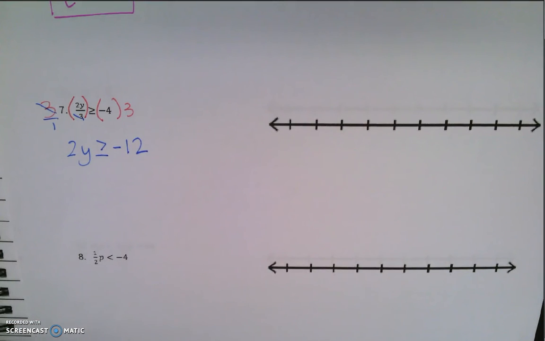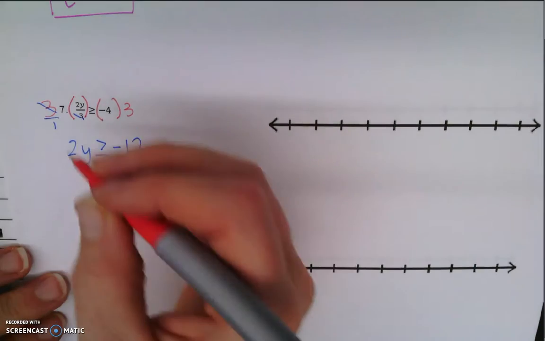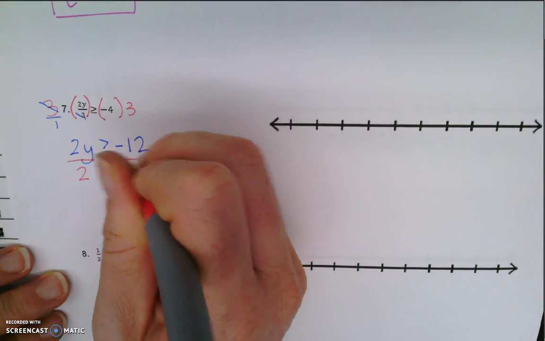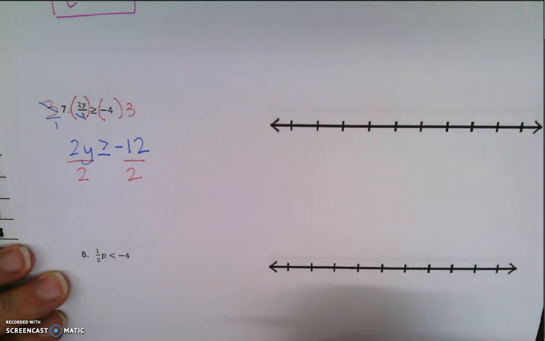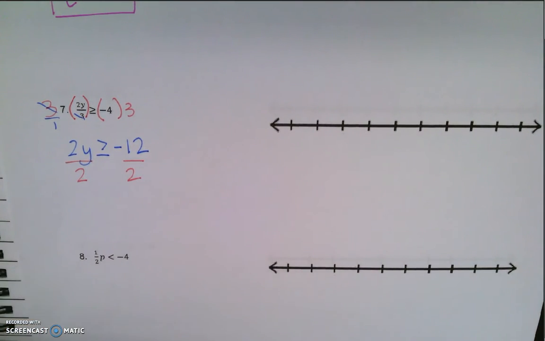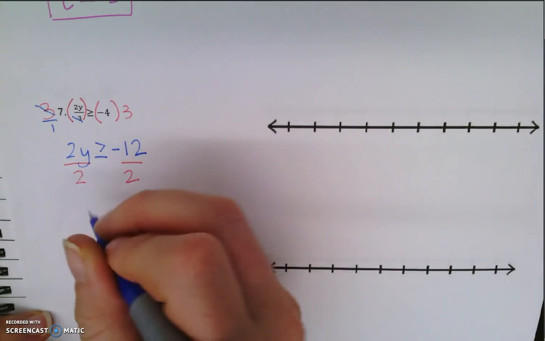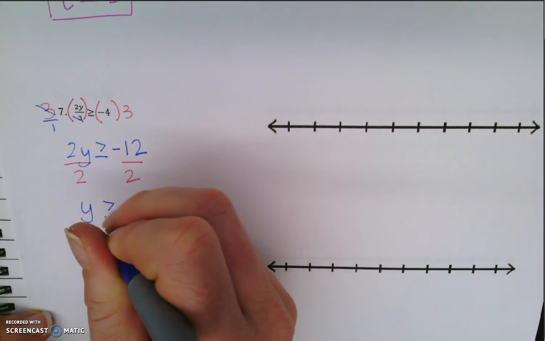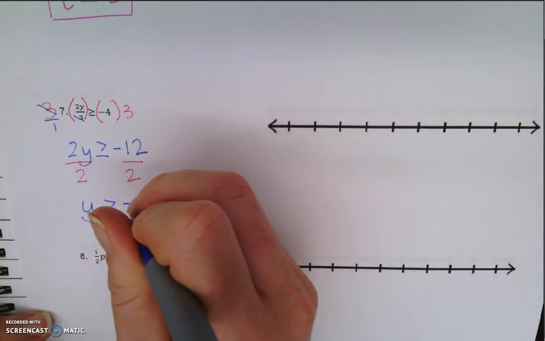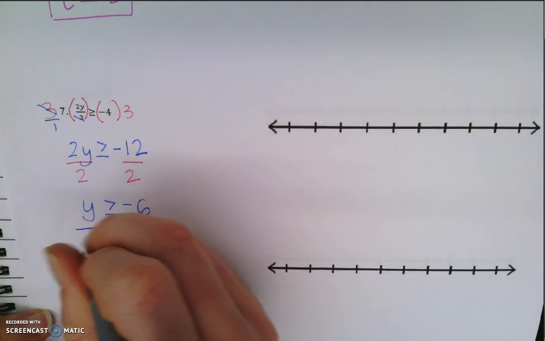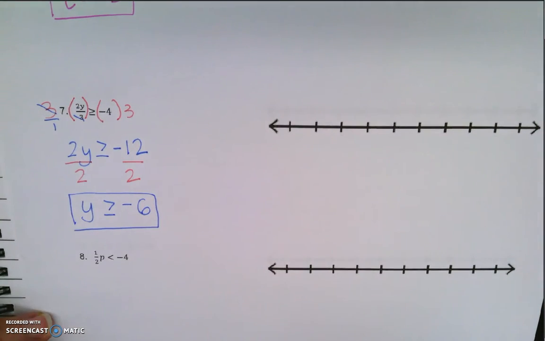Now I need to still get y by itself. It's being multiplied by 2, so I'm going to divide both sides by 2. Do I need to flip my inequality symbol? No, I'm not dividing both sides by a negative. So 2 over 2 cancels out. I have y is greater than or equal to -6. Go ahead, give that a box.